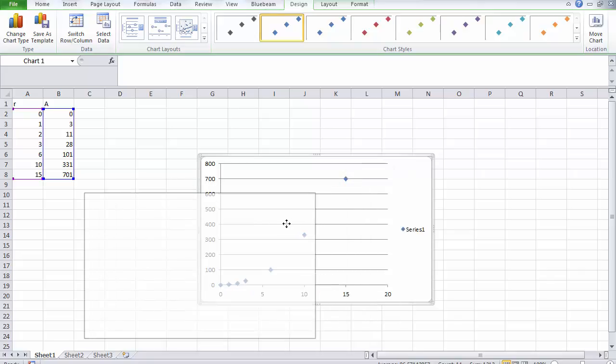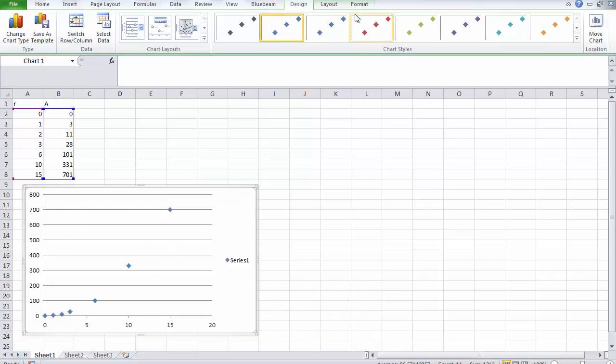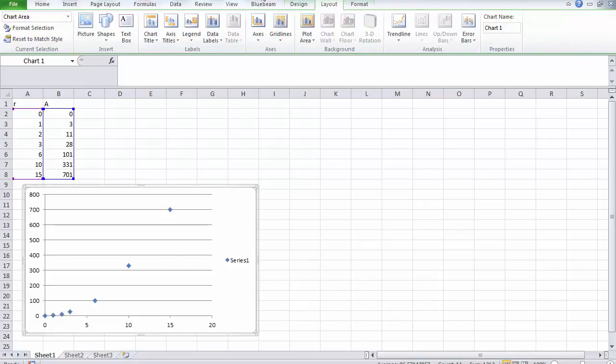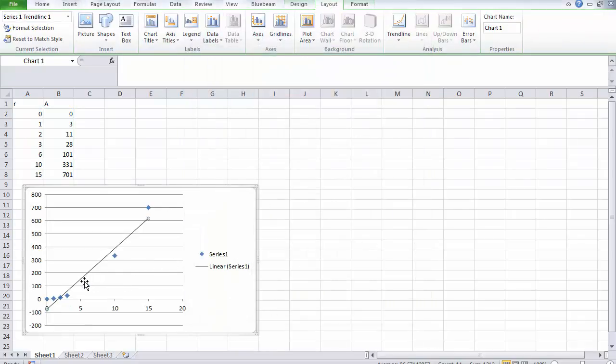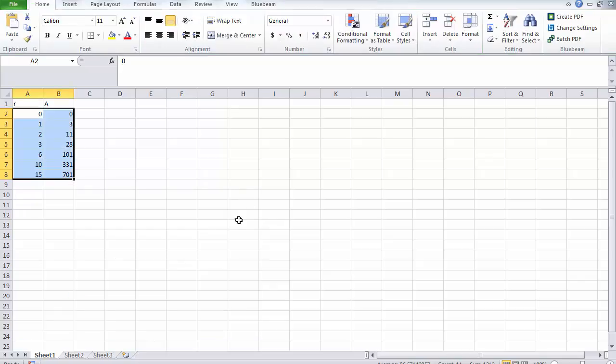Okay, so we don't want to put a straight line through this, because I mean we could. You can go layout, trend line, options, linear. Okay, but does this look like it fits the data? Well, not really. Okay, so we don't really want to do that. Undo. Okay, so what we want to do is we want to linearize this.